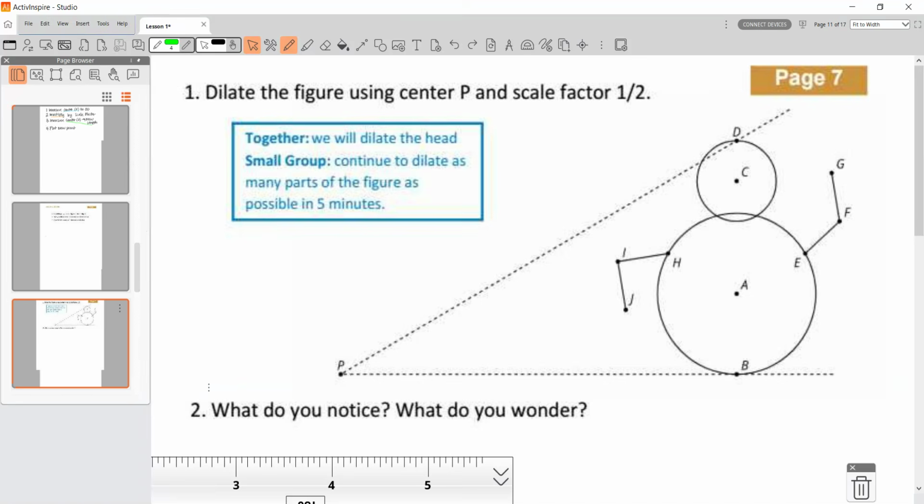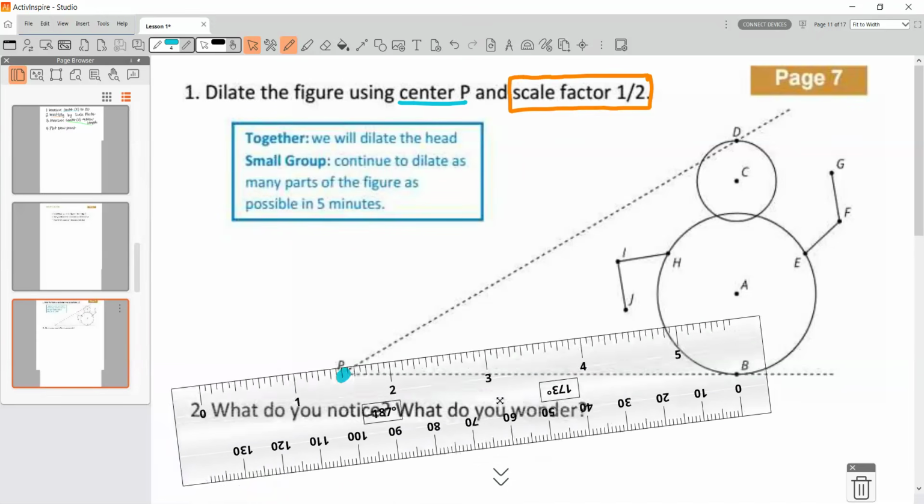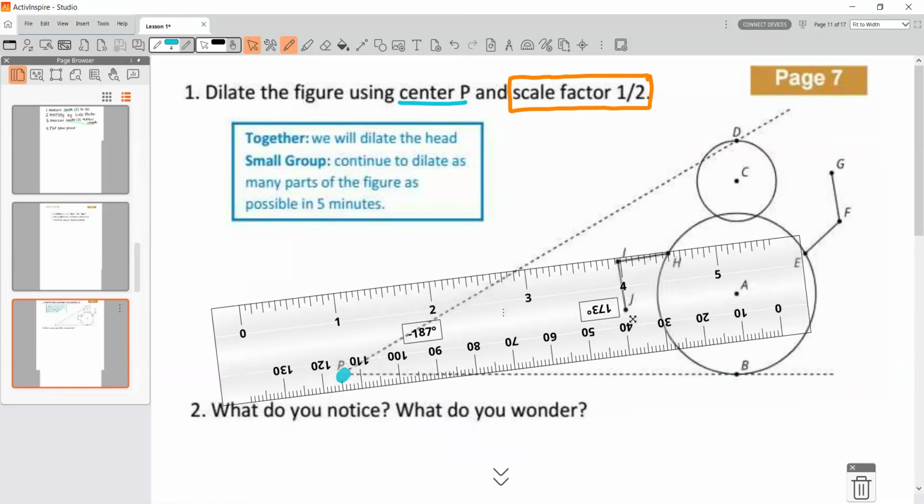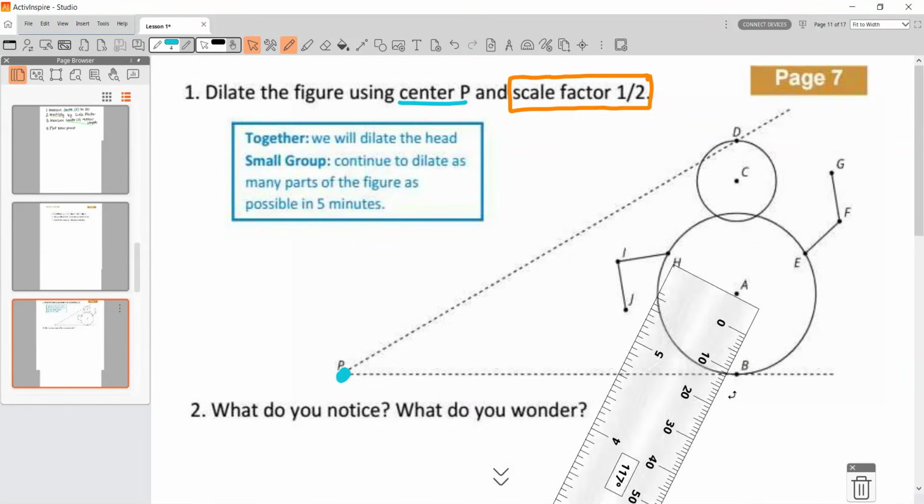Now you need to try this on this snowman. We're going to dilate this snowman, and the snowman has a scale factor of 1/2, and you see all sorts of points. The center point here is P, so this is where the 0 on your ruler needs to be the entire time. I would use centimeters. Let me flip this around.